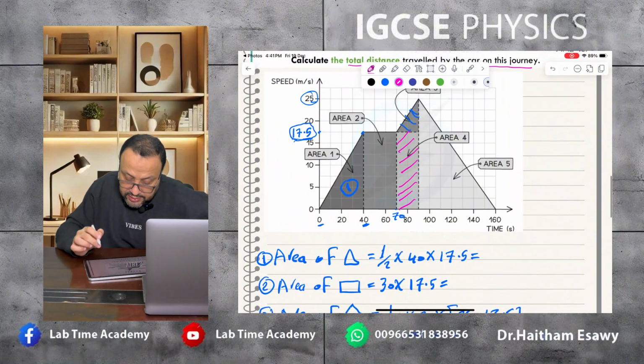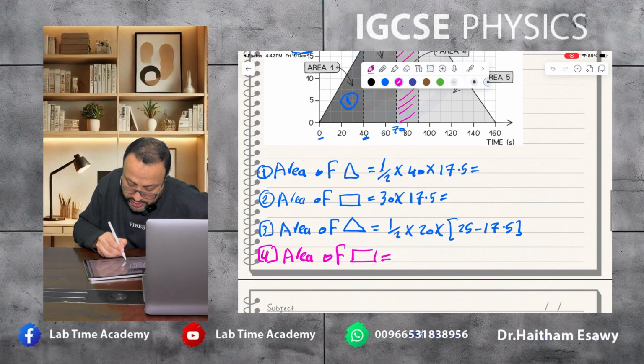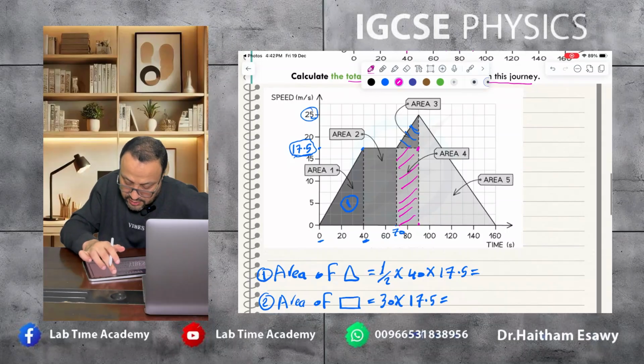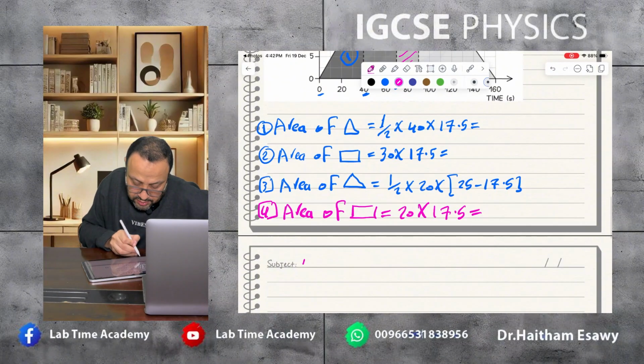Length times width. The length we have here from 70 to 90, so we have 20. So 20 multiplied by, starting from here to this point, which is 17.5. So times 17.5. And the last one, number 5.